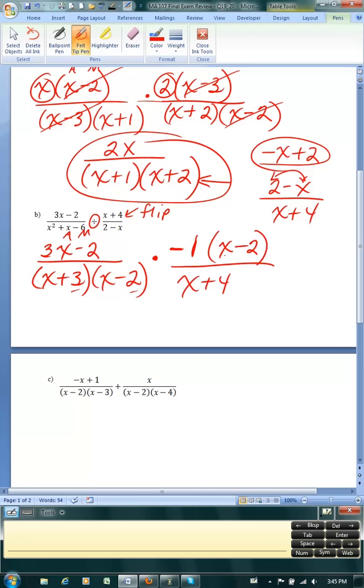All right, the x minus 2, because remember these are joined, x minus 2 reduces with the x minus 2 below it. And then I have -1 multiplying 3x minus 2. And this is over x plus 3 and x plus 4.